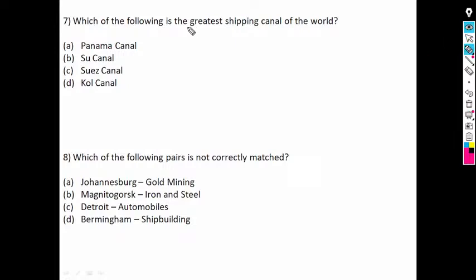Next, which of the following is the greatest shipping canal of the world? Panama Canal, Suez Canal, Suez Canal, and Coal Canal. The greatest shipping canal is the Suez Canal, so your answer is C.